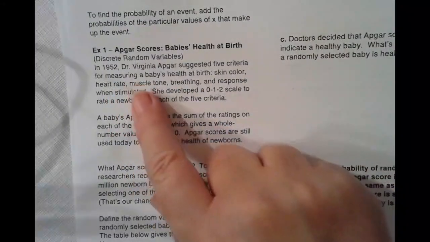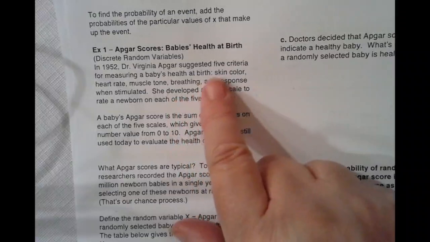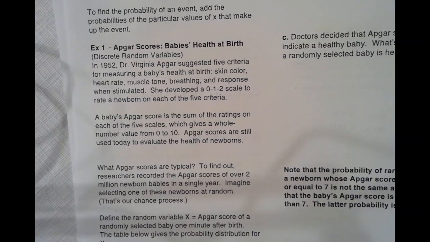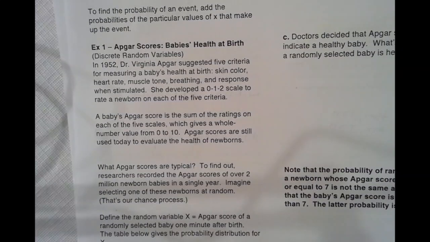In 1952, Dr. Virginia Apgar suggested 5 criteria for measuring a baby's health at birth: skin color, heart rate, muscle tone, breathing, and the response when stimulated. She developed a scale to rate the newborn on each of the 5 criteria. A baby's Apgar score is the sum of the ratings on each of the 5 scales, which gives a whole number value from 0 to 10. Apgar scores are still used today to evaluate the health of the newborn.